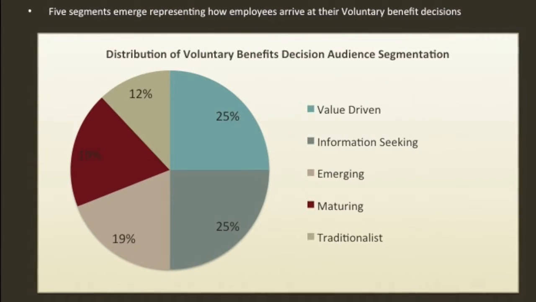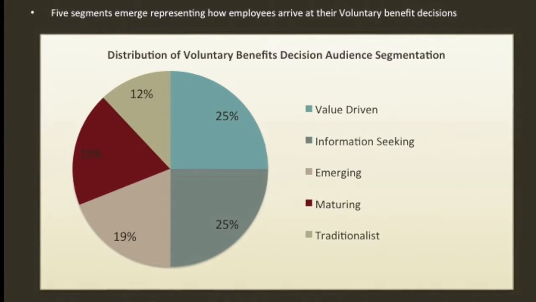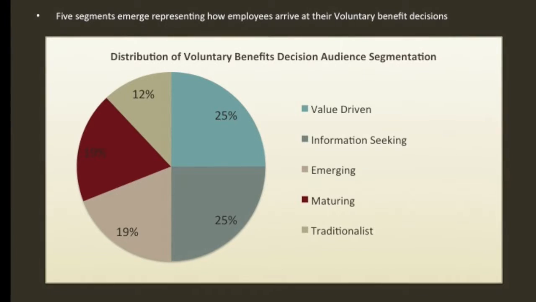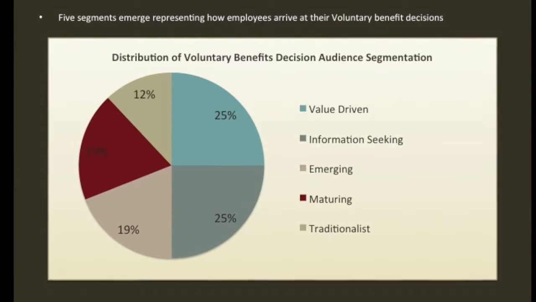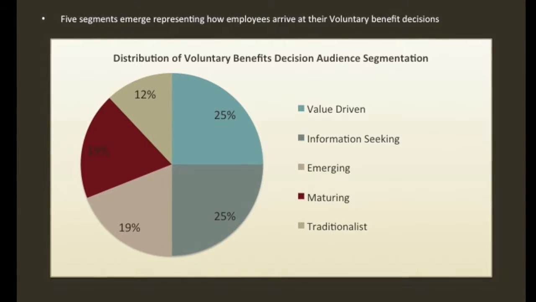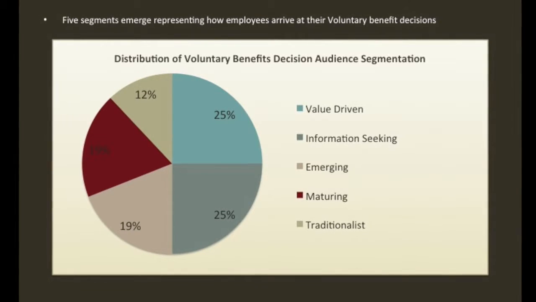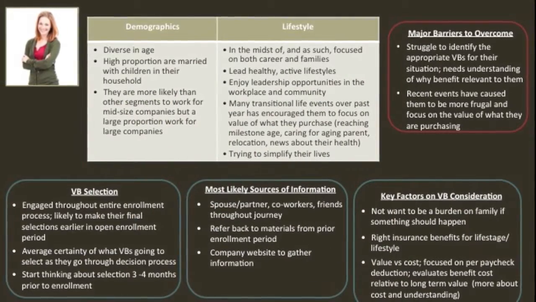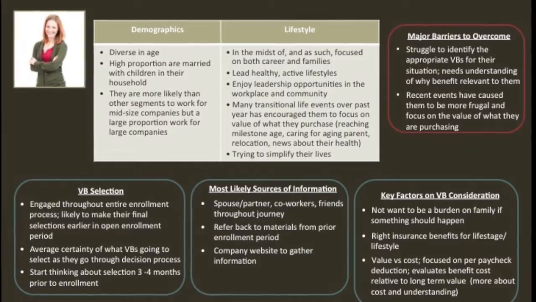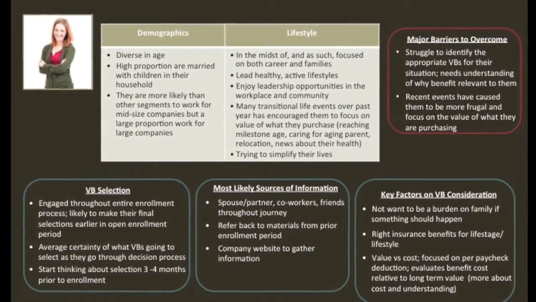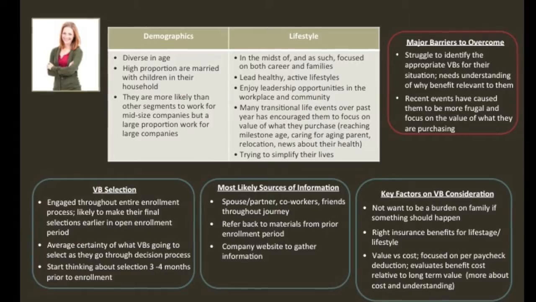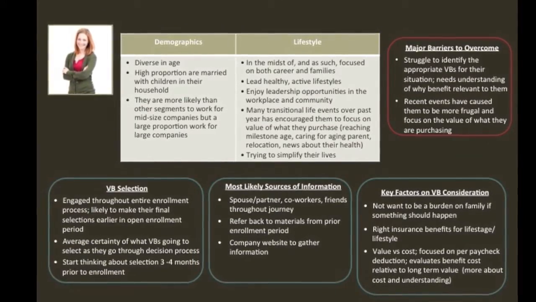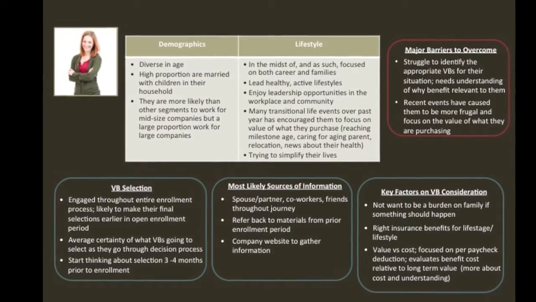Looking at the research, 5 segments emerged representing how employees arrive at their voluntary benefit decisions: value-driven, information-seeking, emerging, maturing, and the traditionalist, although the traditionalist was not a very high portion of the participants in this study. The value-driven group is a very diverse group, but there are some major barriers to overcome. These people struggle to identify what voluntary benefits are good for them in their current situation.